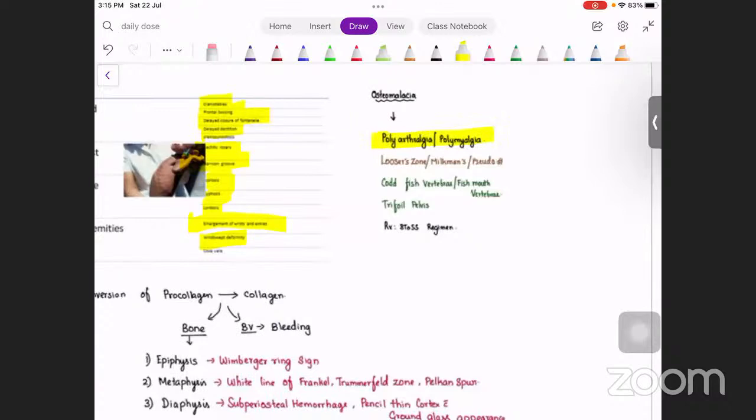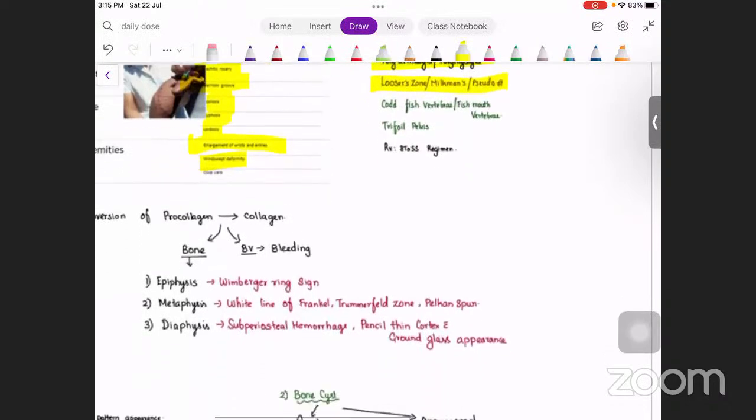And you may see a Looser zone, or Milkman's or pseudo-fracture. You may also see the cod fish vertebra or fish mouth vertebra, a classical MCQ of osteomalacia, people. Apart from that, you may see the trefoil pelvis, and treatment is your Stoss regimen.